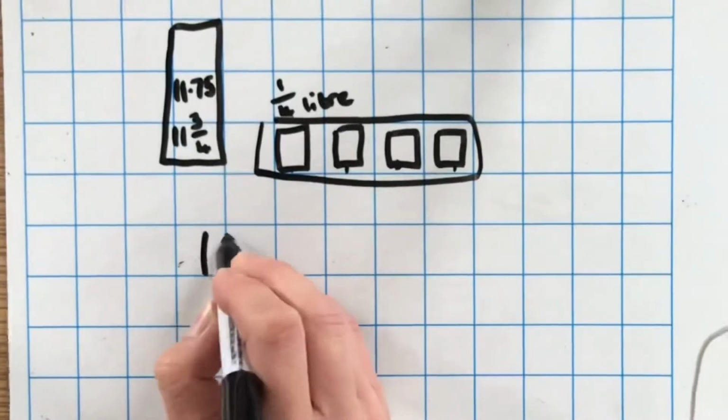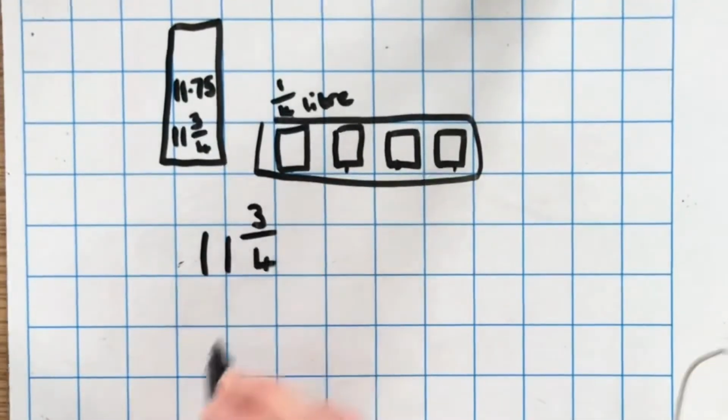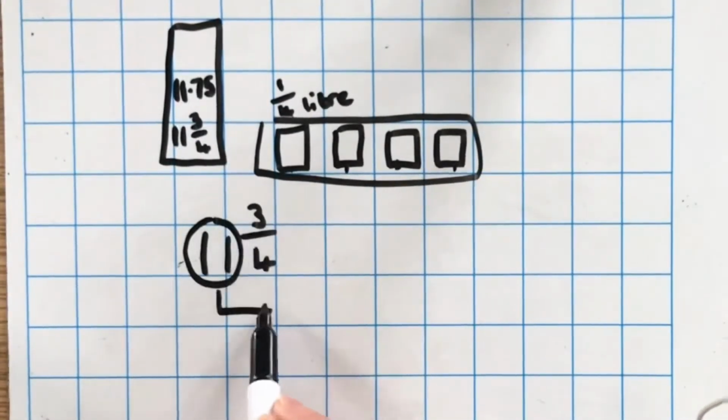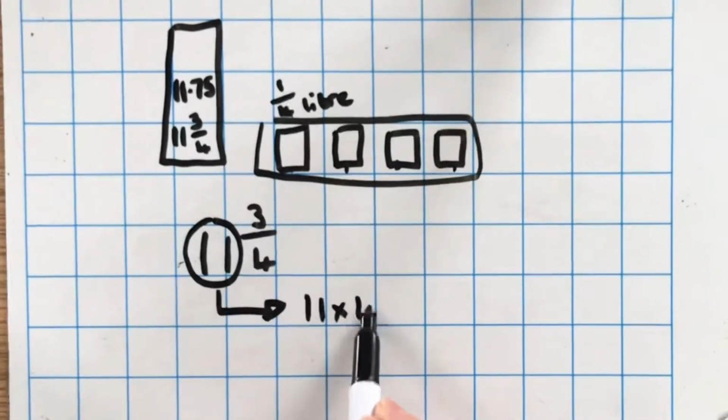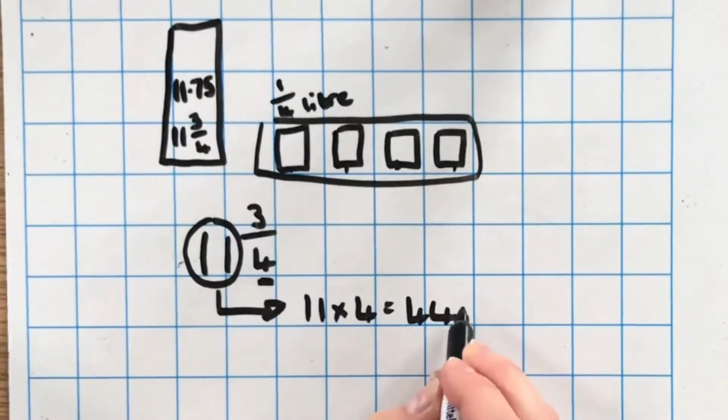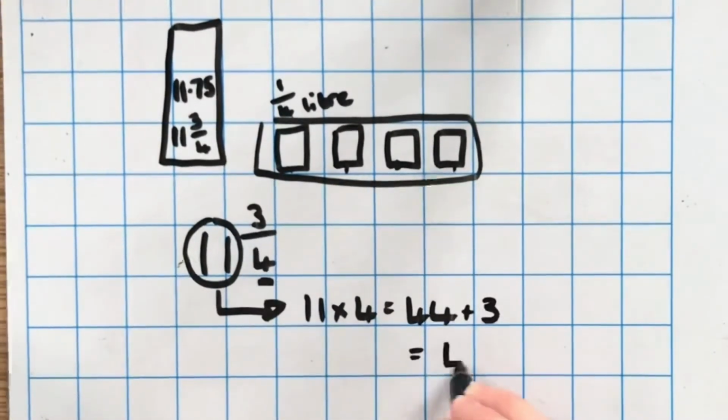Okay, so if you think about 11 3/4, every 4 cups make up 1 litre. So if you have 11 whole litres, that's going to be 11 times 4, which is 44 cups. Okay, so your 11 whole litres are going to fill 44 1/4 litre cups. You've got another 3/4 left. So if you think about your cups, that's another 1, 2, 3 cups. Okay, so that makes another 3/4. So 44 plus 3 gives you a total of 47 cups.